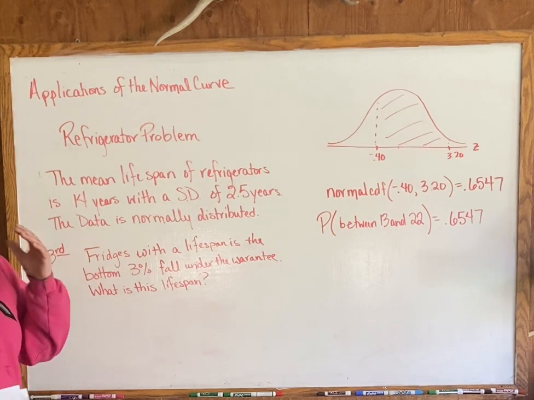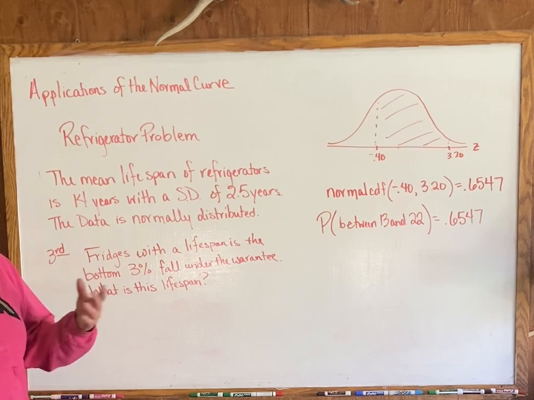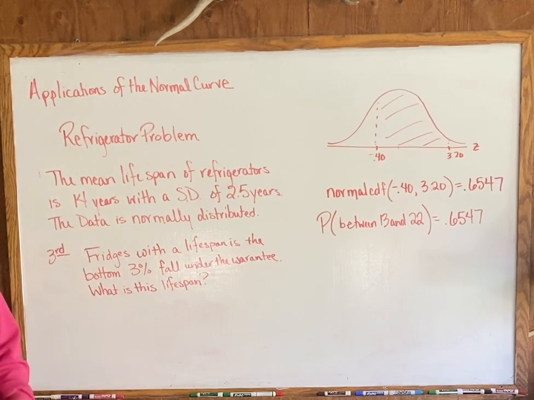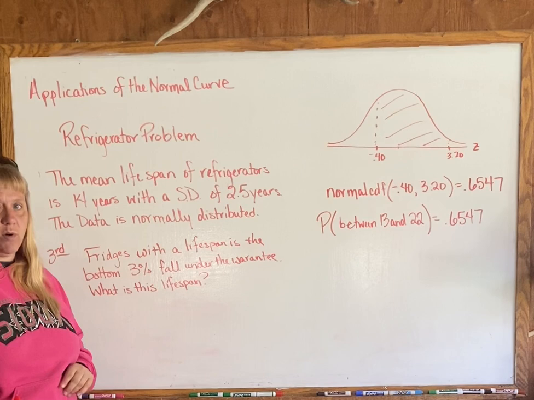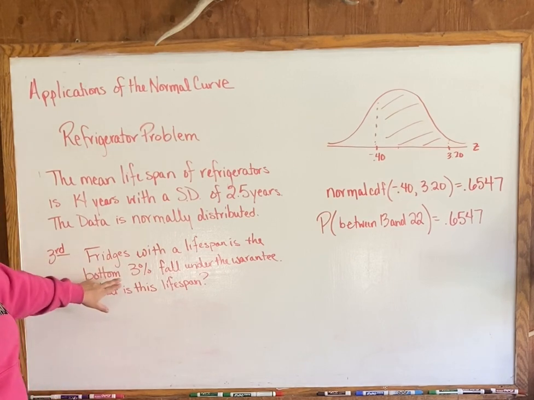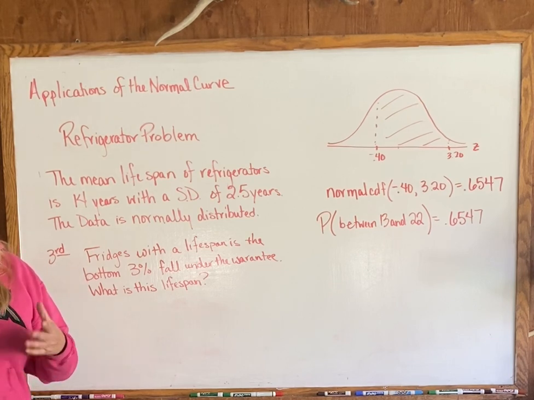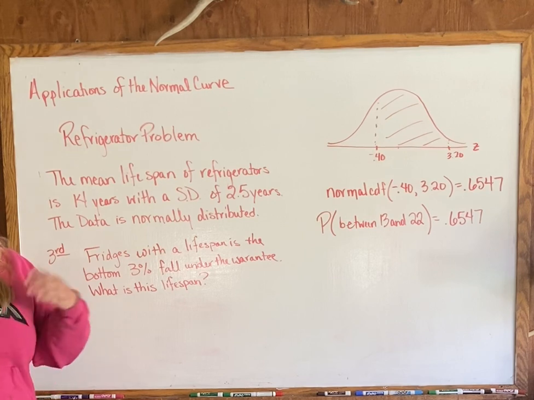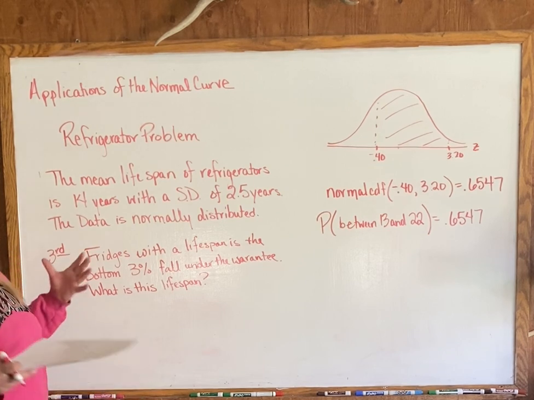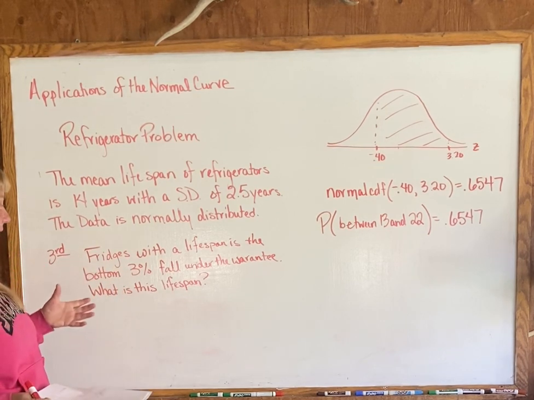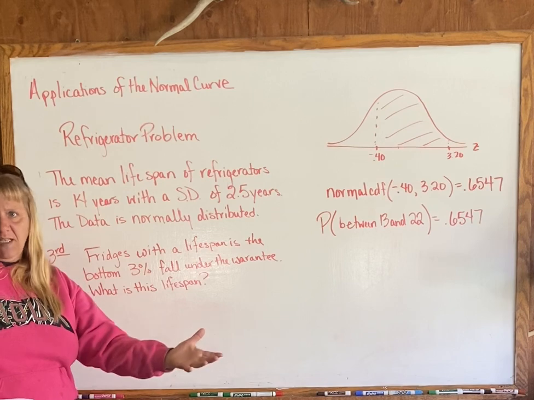Here's another one. Anytime you buy something that has a warranty, like a 1-year warranty or a 5-year warranty, or a car with a 100,000 mile warranty, that all has been calculated using statistics, doing exactly what we're doing right here. So what they're saying is the fridges that have a lifespan in the bottom 3%, those fridges aren't going to last very long. The company is willing to give a warranty. Either they'll repair the fridge or give you a new fridge if you get one of the crappy ones. But they have to decide what that lifespan is in order to give this warranty.